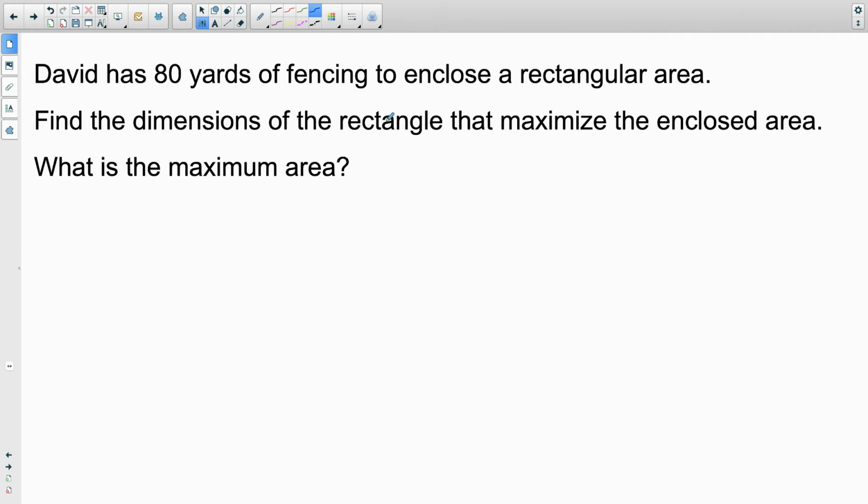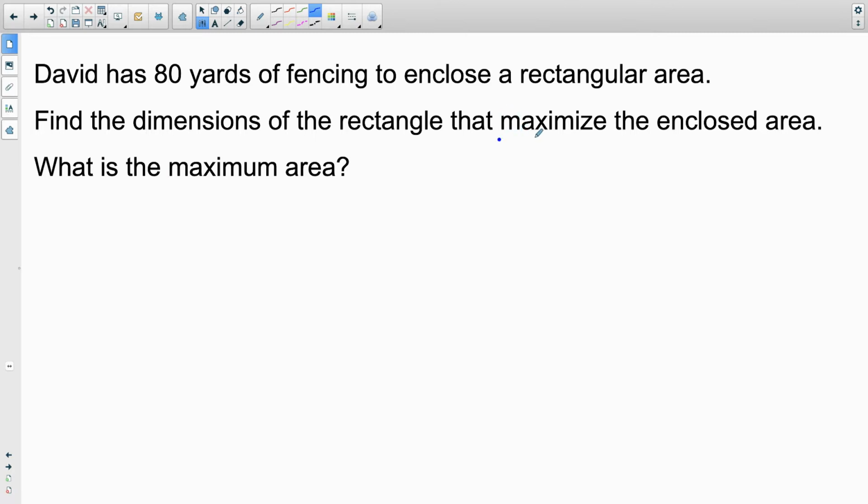Let's look at a maximization problem, sometimes called an optimization problem here. David has 80 yards of fencing to enclose a rectangular area. Find the dimensions of the rectangle that maximize the enclosed area. What is the maximum area?